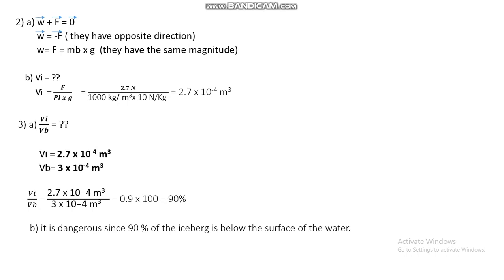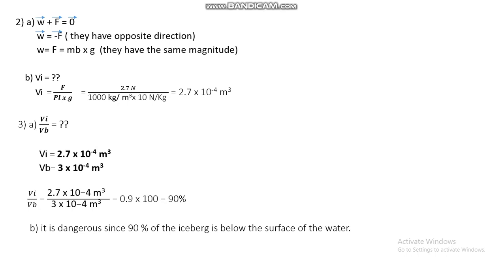Number 2. The piece of ice floats in equilibrium on the surface of water. Please underline the word equilibrium. Part A. Give the condition of equilibrium of the piece of ice. Since the forces acting on the piece of ice are its weight and the upthrust force, the condition of equilibrium is written as W vector plus F vector equal to 0 vector, W vector equal to minus F vector, which means they have the opposite direction. W equals F equals mass times gravity, which means they have the same magnitude.